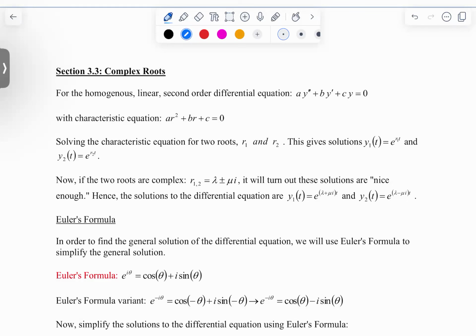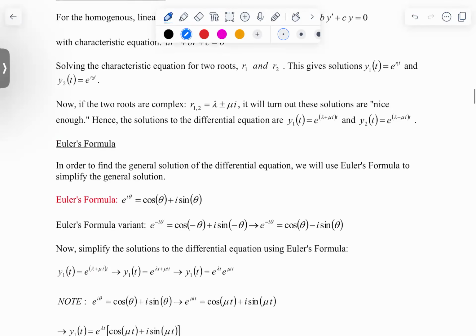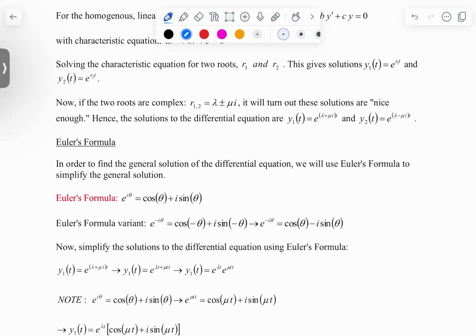This is the definition of whose formula? Euler's formula. This is what we talked about briefly. This is the actual generic equation, Euler's formula, which is a variation on de Moivre's.